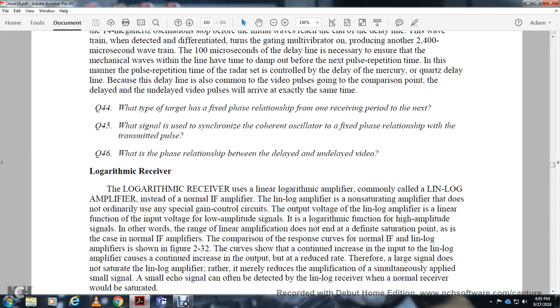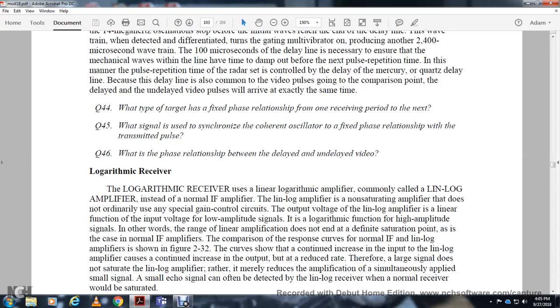Logarithmic receiver. The logarithmic receiver uses a linear logarithmic amplifier, commonly called the Lin-log amplifier. Instead of the normal intermediate frequency amplifier, the Lin-log amplifier is a non-saturating amplifier that does not ordinarily use any special gain control circuits. The output voltage of the Lin-log amplifier is a linear function of the input voltage for low amplitude signals and a logarithmic function for high amplitude signals. In other words, the range of linear amplification does not end at a defined saturation point as is the case with normal intermediate frequency amplifiers.